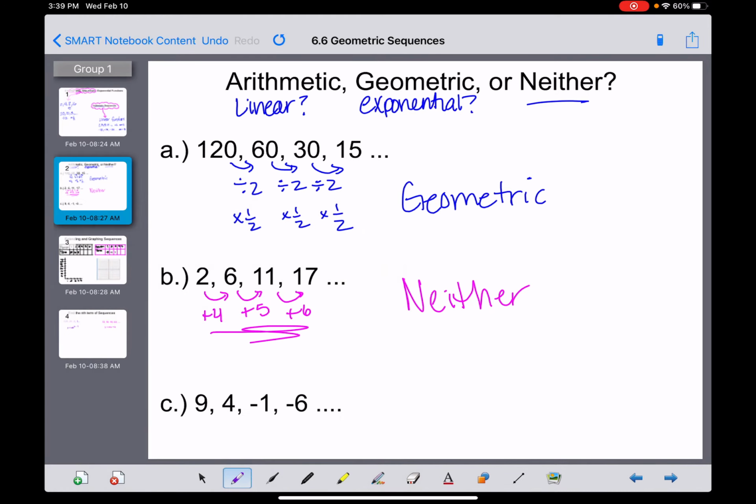For our last example, from one number to the next, I am subtracting 5, subtracting 5, subtracting 5. Remember, that's the same as adding -5. So this is an arithmetic sequence.